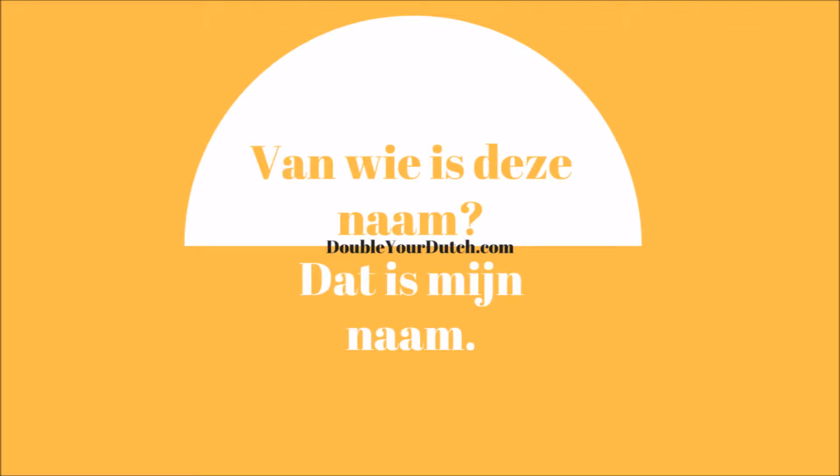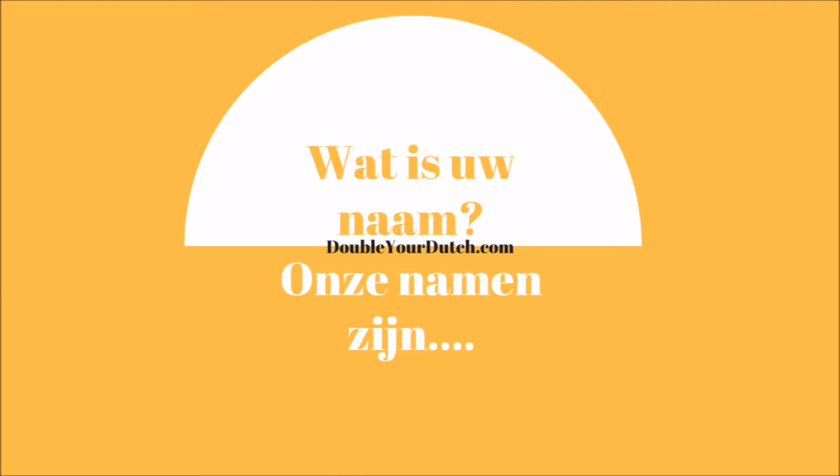You might ask, if you want to use the polite form, wat is uw naam? U is the polite form of you. And just like jou with the W, we get u plus W because it becomes possessive. Wat is uw naam? And if you give a plural answer, you might say, onze namen zijn Bart and Angela or whatever. Onze, our names are. Right?